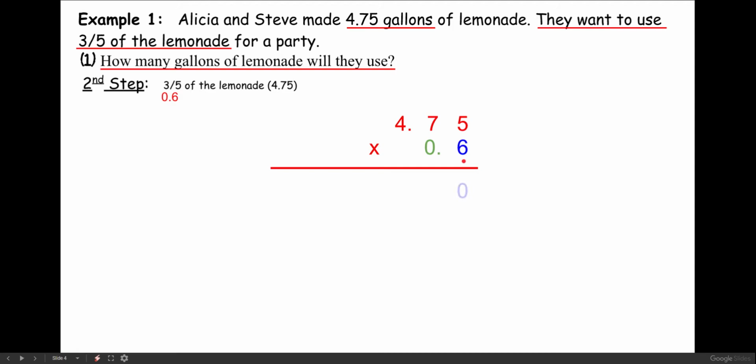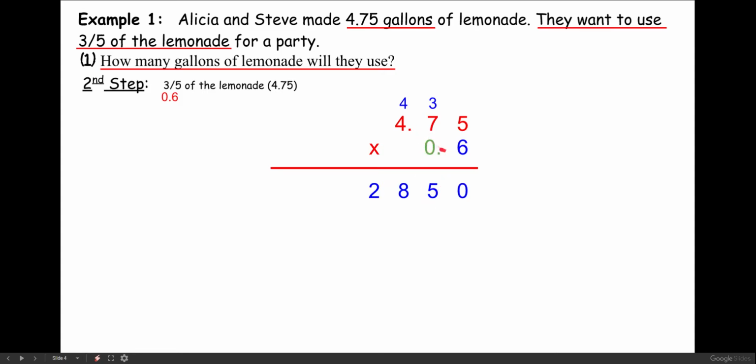6 times 5 is 30. So bring up the 3, bring down the 0. 6 times 7 is 42, plus 3 is 45. So 45, and now 6 times 4 is 24, plus 4, that's 28. And we are pretty much done, because there's no reason to multiply everything by 0.